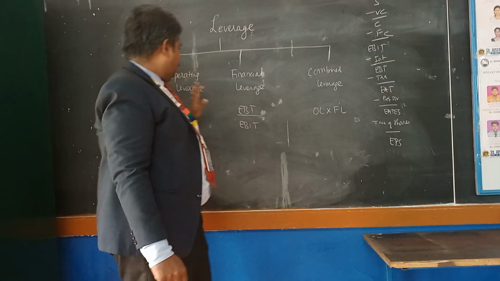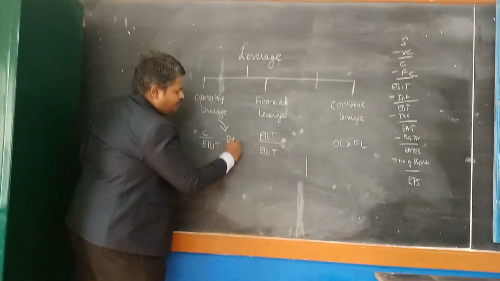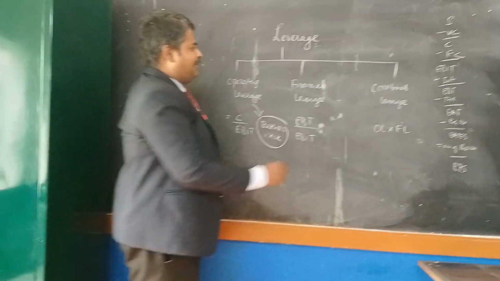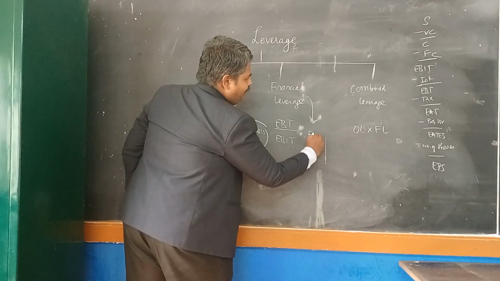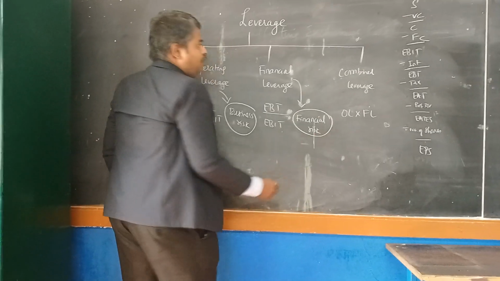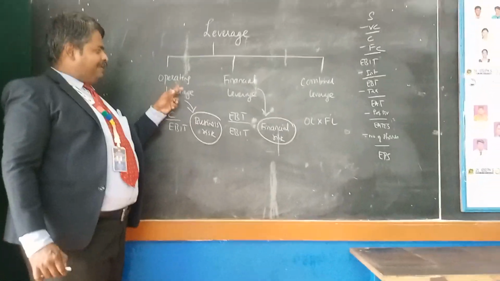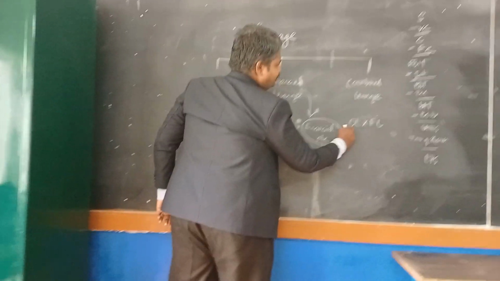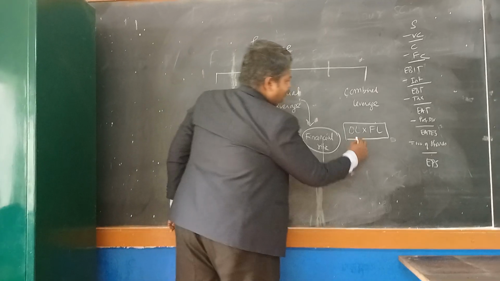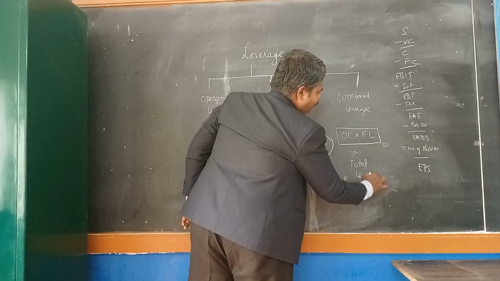Now I come back to these types. So this operating leverage is basically focused on business risk. Okay. And this financial leverage basically focused on financial risk. So combined leverage is nothing but you are trying to combine both operating leverage and financial leverage. So it is otherwise called as total leverage. So you are trying to measure the total risk.